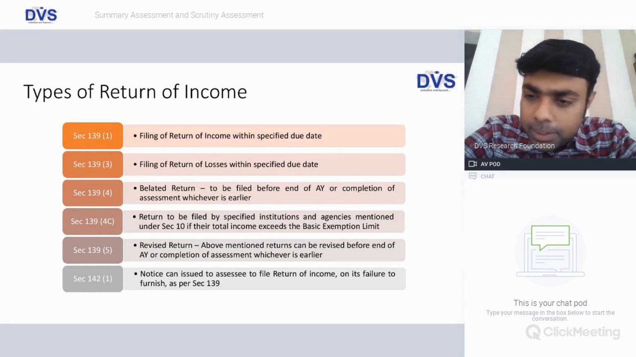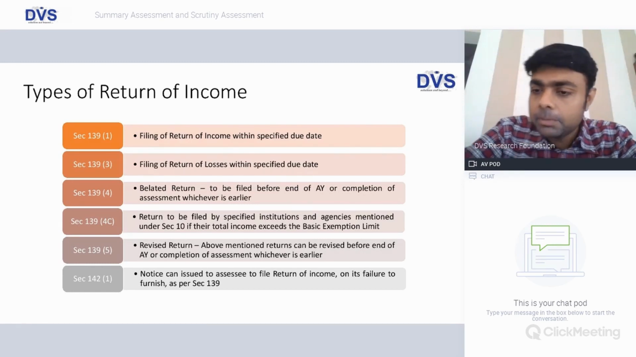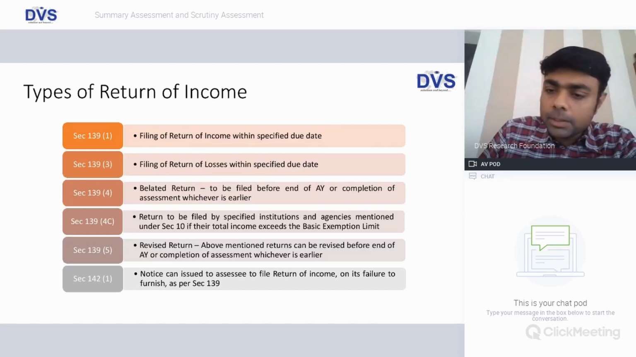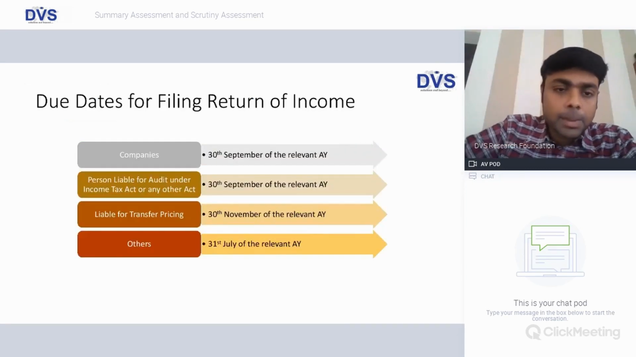So 142 technically as a section talks about inquiry before assessment, and 142(1) deals with a notice which can be sent by the income tax department for filing a return of income. So that's the brief overview as far as 139 is concerned.